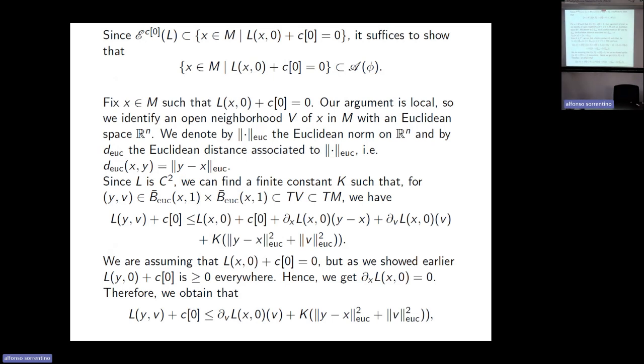And so I get that L(y,v) plus C0 is less than the linear map, fixed because x is fixed, the partial derivative of L with respect to v at (x,0) applied to v, plus k times the distance squared. And this is true for every (y,v) in the product of the two, the compact set.